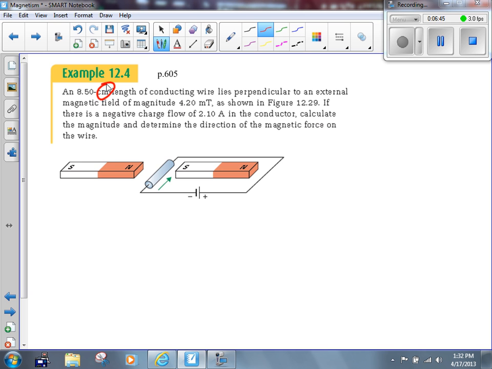8.5 centimeter length of wire lies perpendicular. That's important because that allows us to use the equation we just learned. To a magnetic field of magnitude 4.2 millitesla. Again, strange units that we have to convert before we use them. If there's a negative charge flow, it just means that it's electrons moving here. We call it electron current, another term for it, electron current.